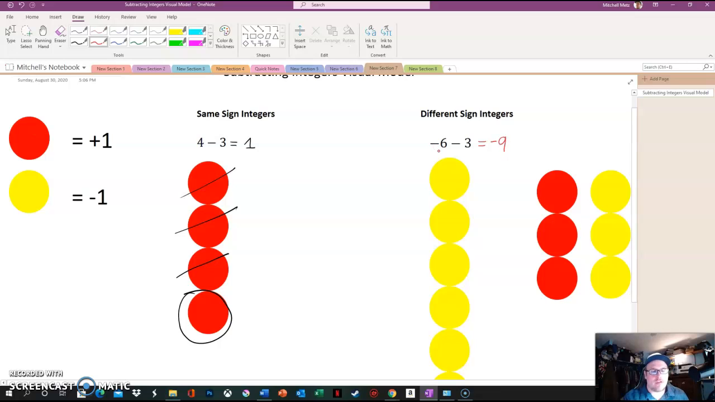What you can also think of this as, if I have negative 6 and I'm subtracting a 3, you can essentially think of that almost like adding the yellow circles together.